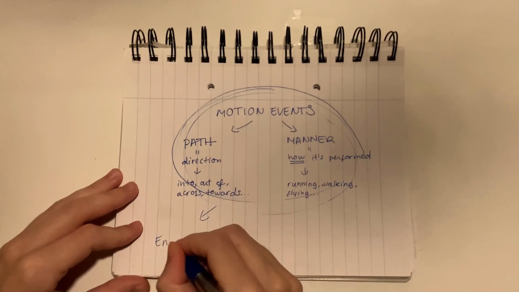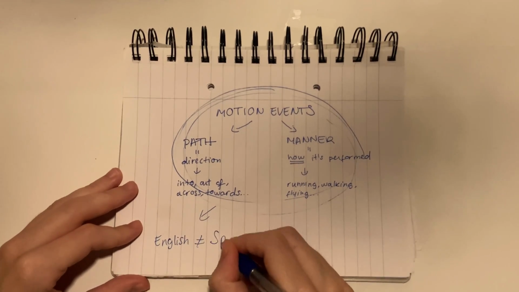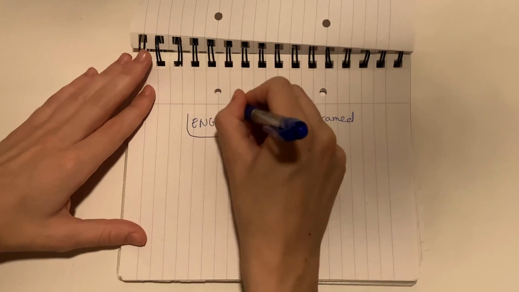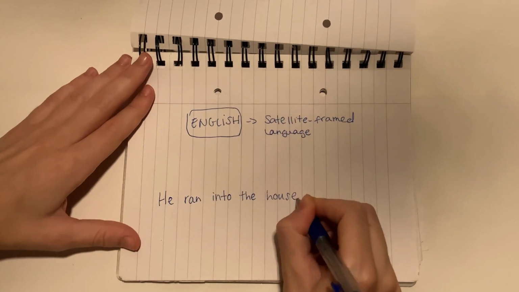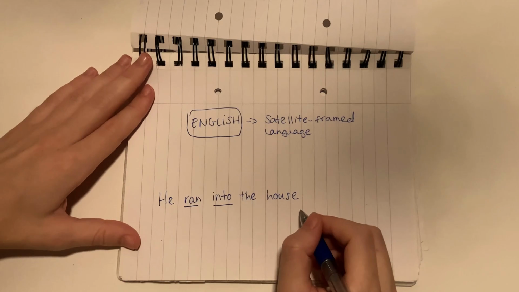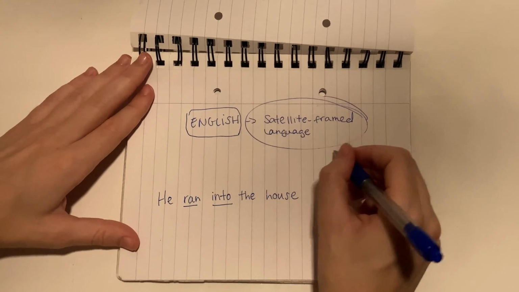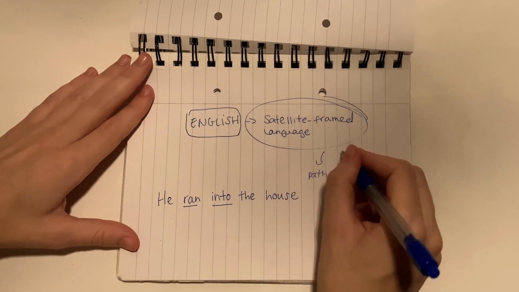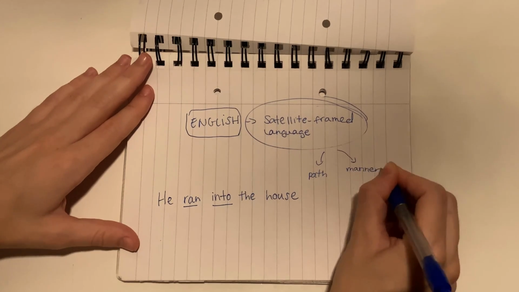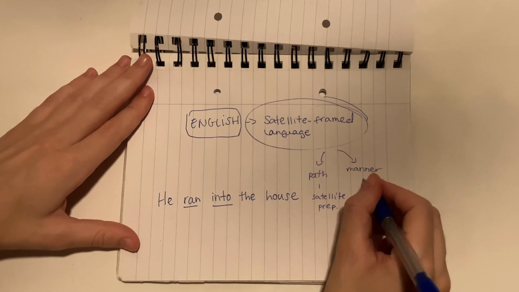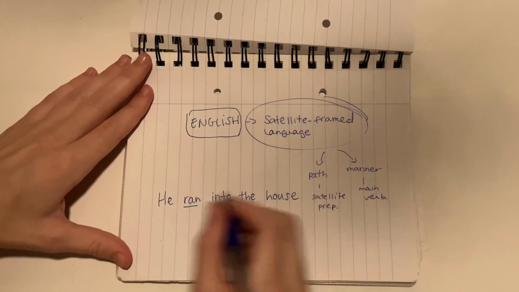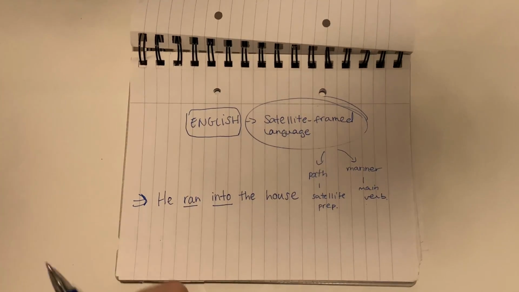Now here's where it gets interesting, because different languages have different ways of packaging this information. English is what we call a satellite-framed language. So in English, we usually express the manner of motion in the main verb, but the path is expressed in what's called a satellite, which normally is a preposition. The English language is very good at compacting information into one unit. So here, for example, to run into. And this is very common in English.